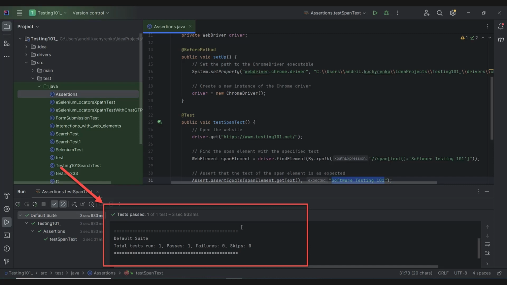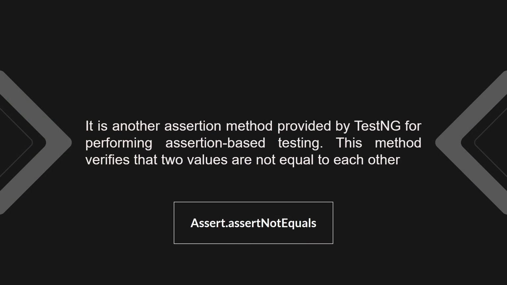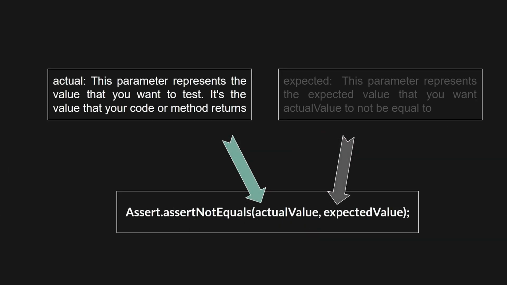Let's move on to the next TestNG assertion, which is assert not equals. It's another assertion method provided by TestNG for performing assertion-based testing. This method verifies that two values are not equal to each other. Take a look at the signature of the assert not equals method on the screen.